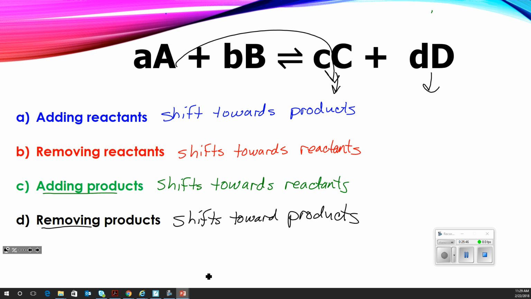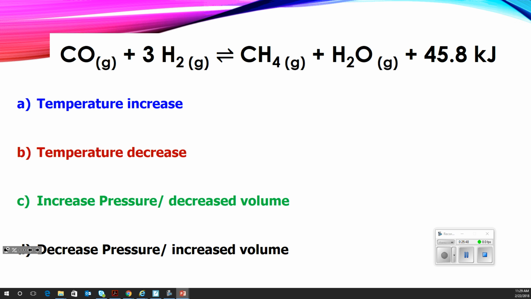All right, so let's go to the next one. We can also do it with pressure and temperature. So not just putting stuff in or taking stuff out, but we can heat it up or we can apply pressure. Pressure only works with gases. So if I have anything that's not a gas in the equation, I ignore it. I only work with gases. And I work with the coefficients of the gases.